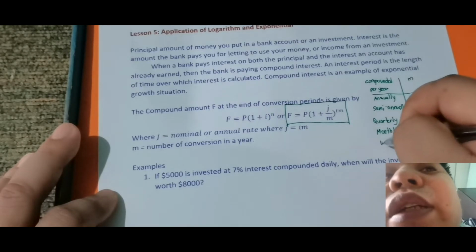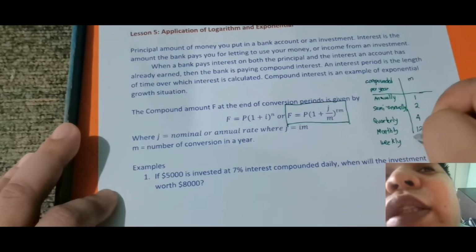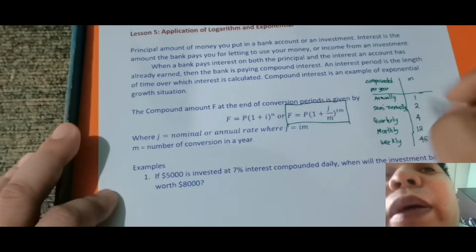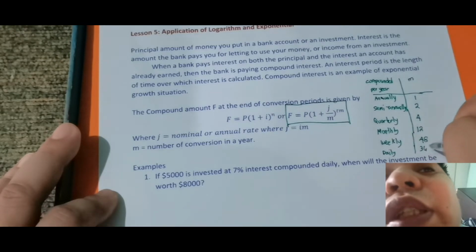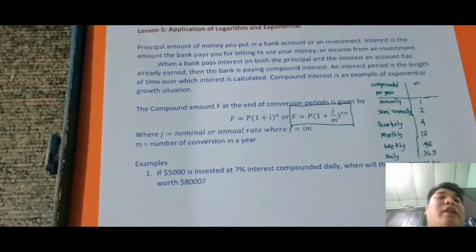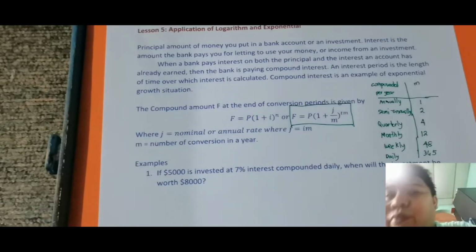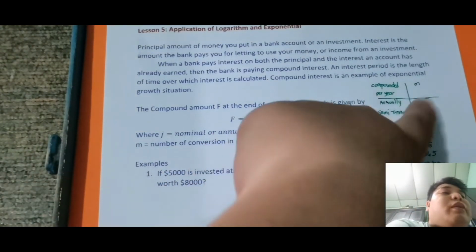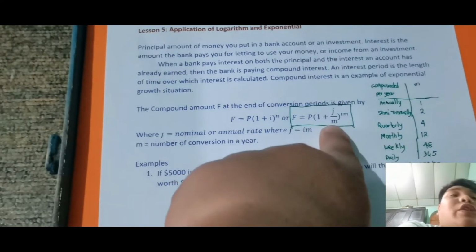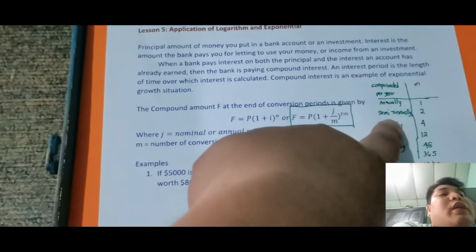So compounded weekly. Paano pag weekly? Ilang weeks meron sa isang taon? That is 52. Compounded daily, this is 365 days. So considering na, for example, sinabi na leap year, 366 gagamitin mo. Okay? So again yung j is the interest, yung m is yung number na yan. So kung nabasa mo compounded annually 1, compounded semi-annually, that is 2.